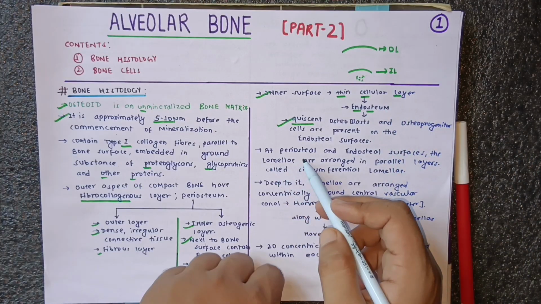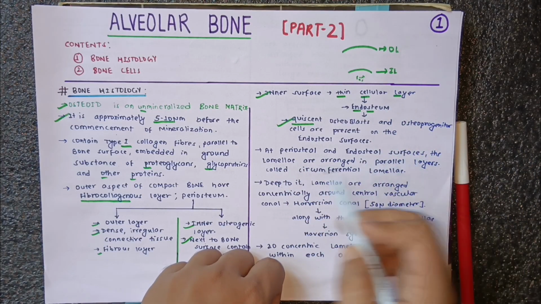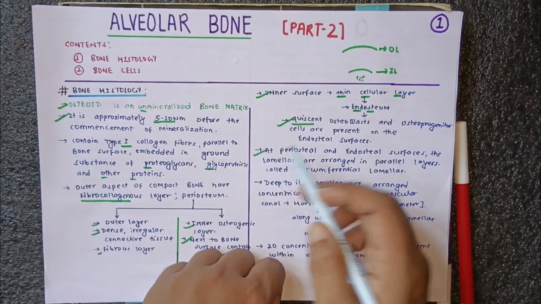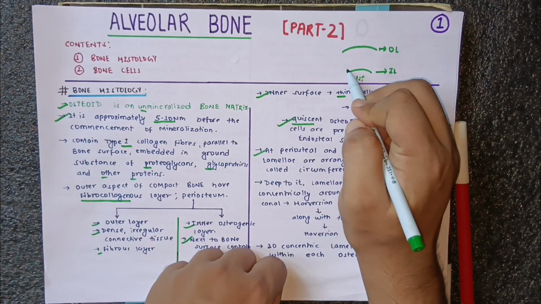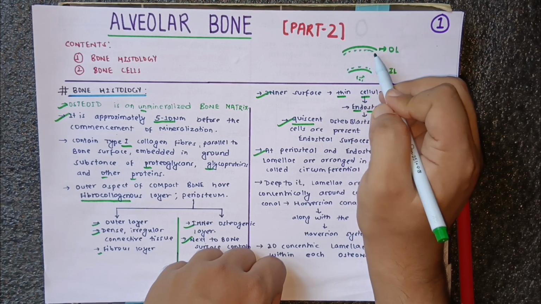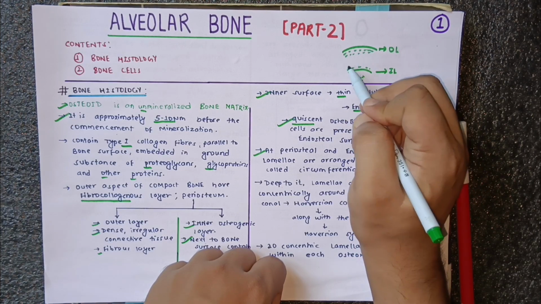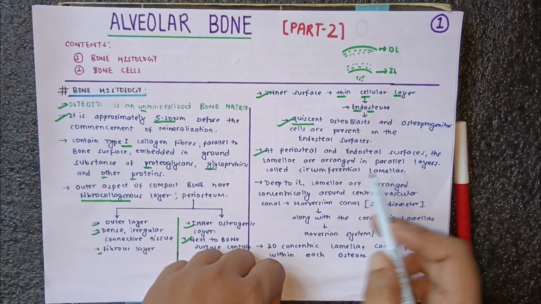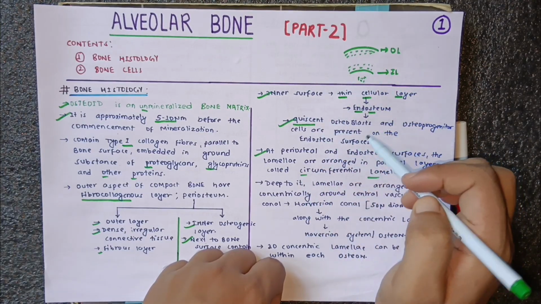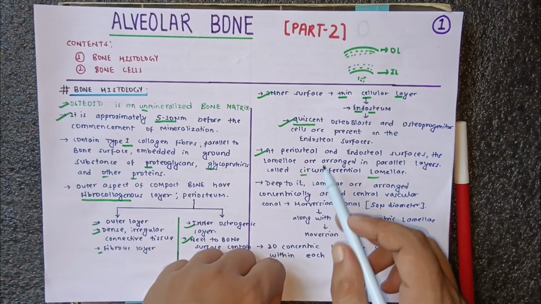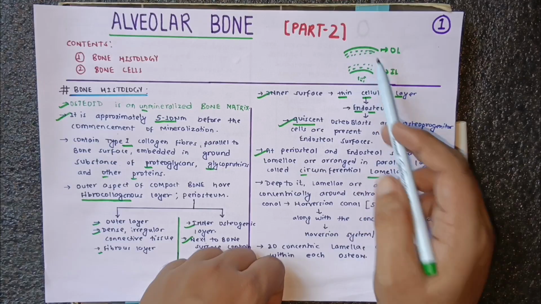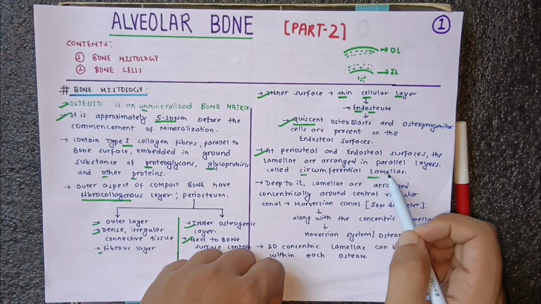After that, at the periosteal and the endosteal surface, the lamellae are arranged in parallel layers called the circumferential lamellae. I will be showing you the picture. They are parallel with each other, and they are called the circumferential lamellae. They are circumscribing the bone, at both the periosteal end and the endosteal end.